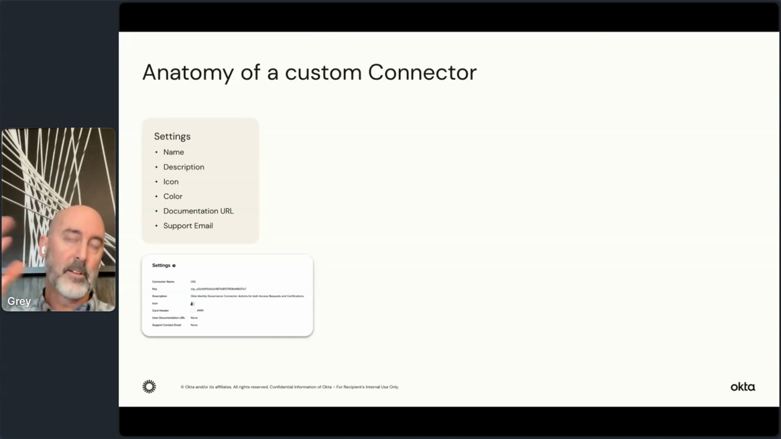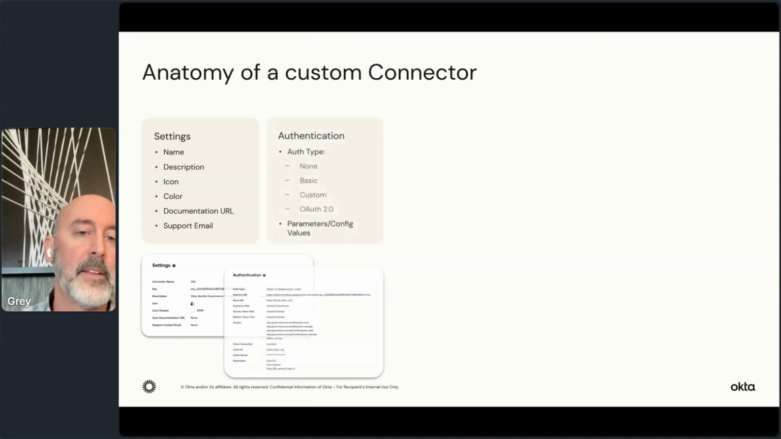So if this is going to be used internally only, obviously the documentation URL could be an internal link and an internal email address. For application vendors that want this included in the workflow connector catalog, this would obviously have to be a public URL and then some sort of support email address that external users would be able to send messages to. The next would be to set up the authentication type.